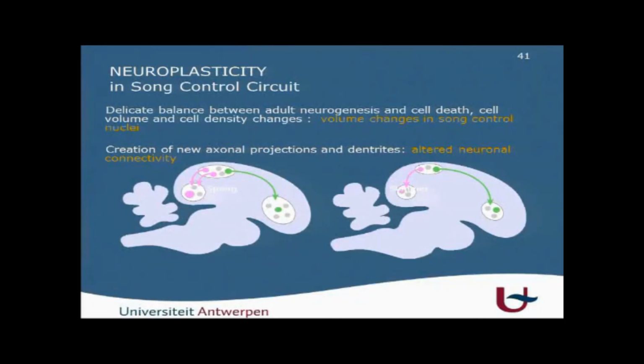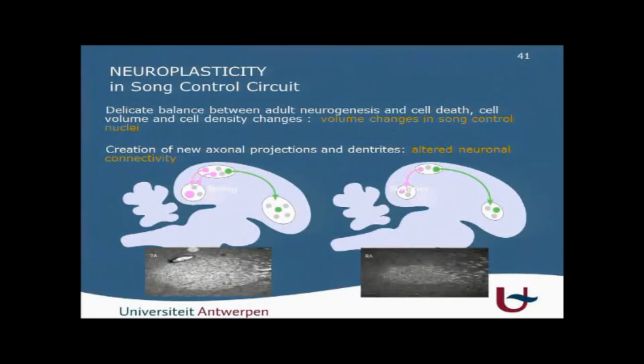A little focus. This is a schematic of a bird brain, and you should only look at this part, which is the song control system. In summer it looks like this, and in spring you will see that the volumes are larger and the connections are tighter. So neuroplasticity deals with making new connections, with incorporating new neurons, with selecting a balance with apoptosis, so all the aspects play a role.